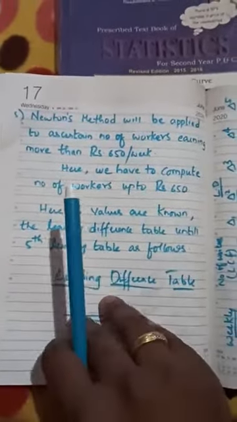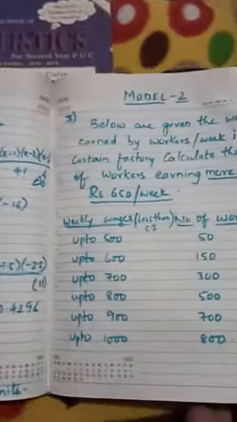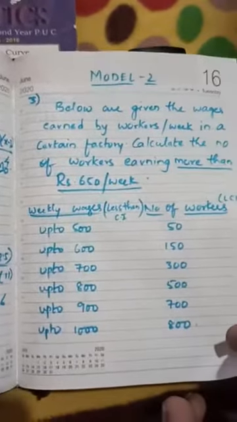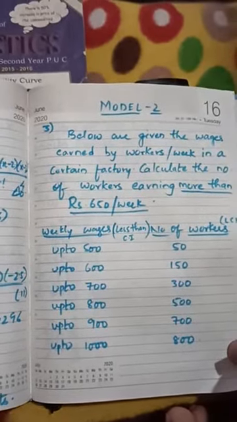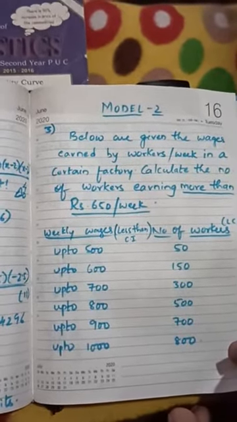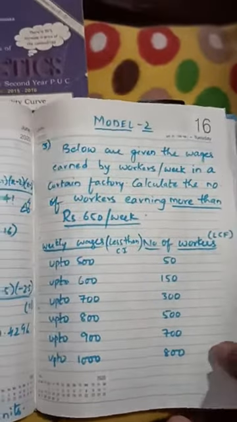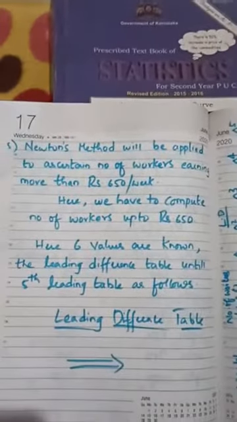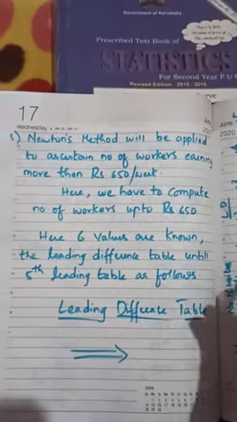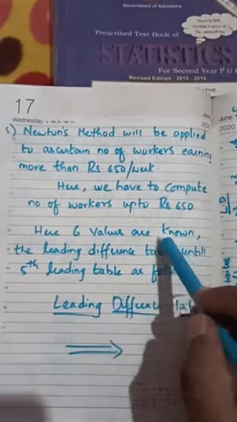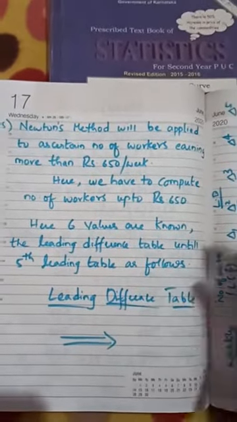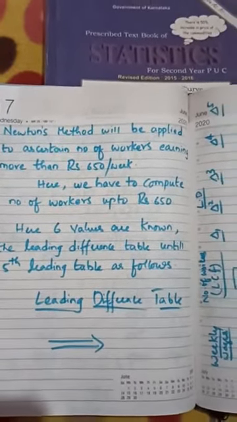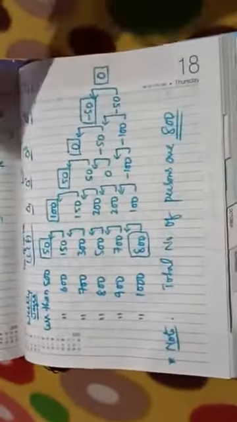Here, totally how many known values do we have? If you see the data, we have 6 known values. Whenever we have 6 known values, obviously the leading difference should be calculated up to the 5th term. So the 5th leading difference table should be drawn now. Let us see that 5th leading table.